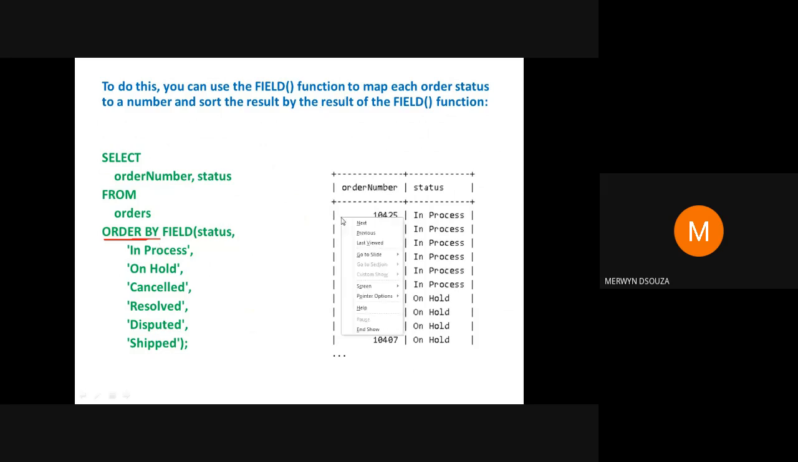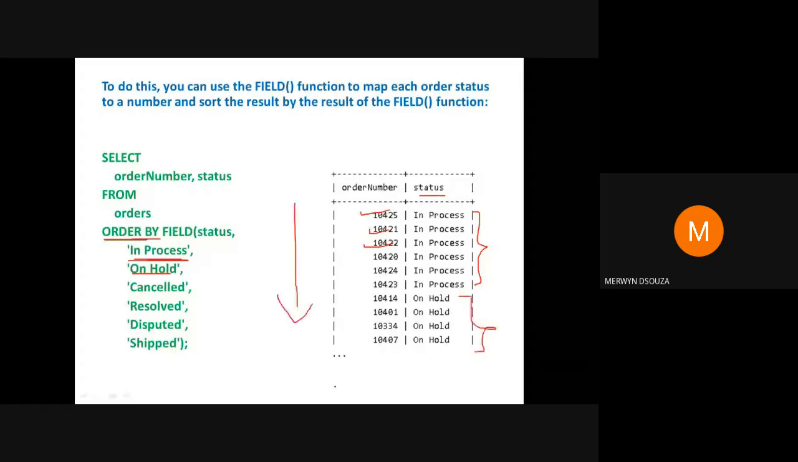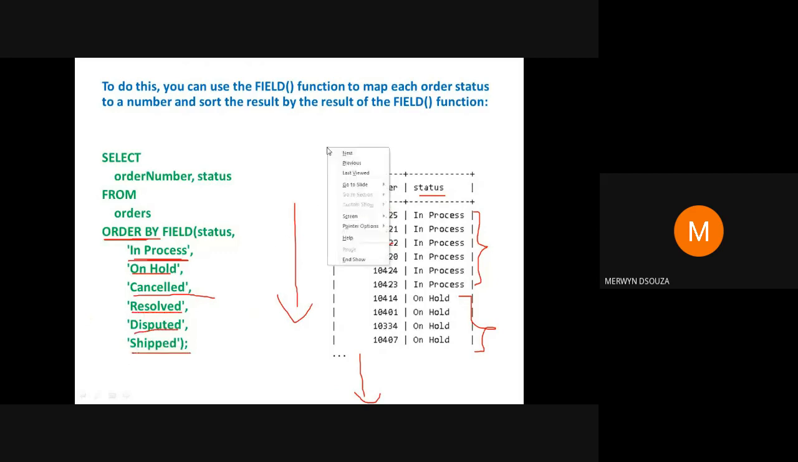All the order numbers which are in process are displayed first, like shown here. First I wanted the status as in process. The next status I wanted was on hold. This is just a snapshot of the output; the output is more. The next status that will be shown will be cancelled, then all the order numbers resolved, then all the order numbers disputed, and then all the order numbers that have shipped.